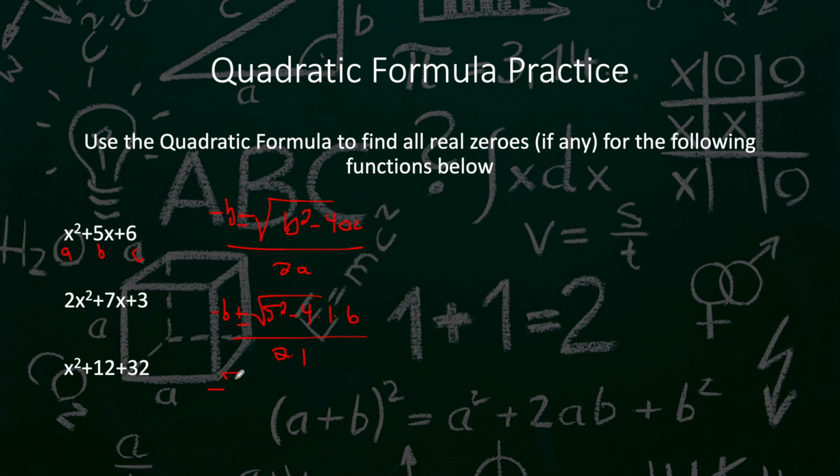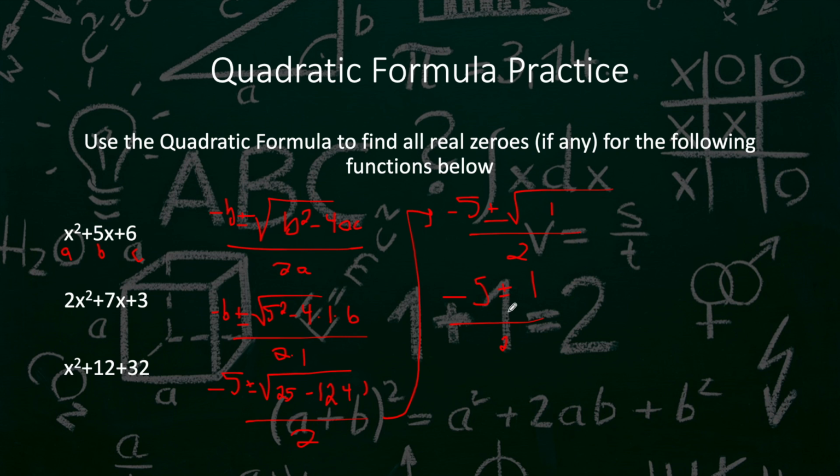This gives us negative 5 plus or minus, 5 squared is 25, minus 4 times 1 is 4 and 4 times 6 is 24, all over 2. Moving this up here. Now we have negative 5 plus or minus the square root of 25 minus 24, which is 1, all over 2. Now we have negative 5 plus or minus the square root of 1, which is 1, over 2.